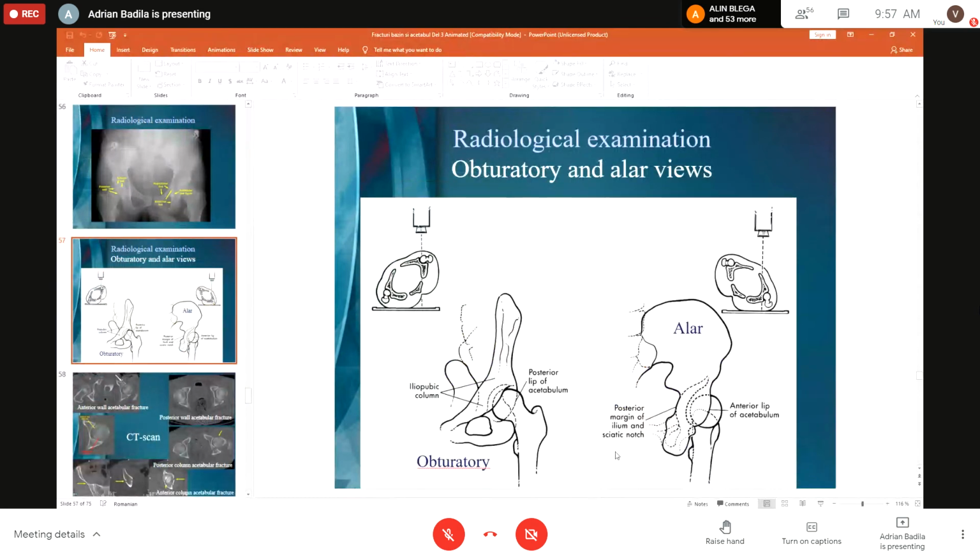We can also use the same radiological views as for the pelvis, the obturatory and alar views of the pelvis. In the obturatory incidence, we can see very well the iliopubic column and the posterior wall of the acetabulum, while in the alar incidence of the hemipelvis, we can see very well the posterior column and the anterior wall of the acetabulum.